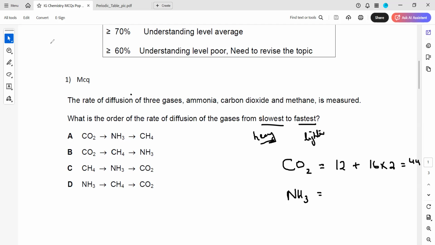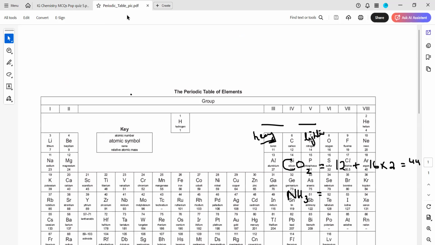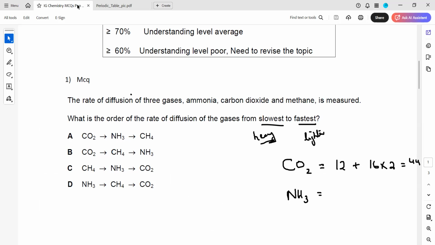Then the mass of ammonia, NH3. To get the mass of ammonia, you will check the periodic table again. Nitrogen is what? The mass of nitrogen? 14, and hydrogen is 1, so 3 hydrogen is 3, so 14 plus 3 is 17. Good. So nitrogen is 14 and hydrogen is 1, and there are 3 of them. So when you simplify, you will get 17. Then we have CH4, which is methane. Carbon is 12 and hydrogen is 1 multiplied by 4. So the total sum will be 16.